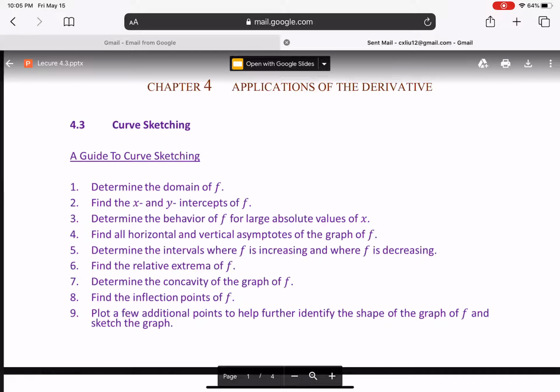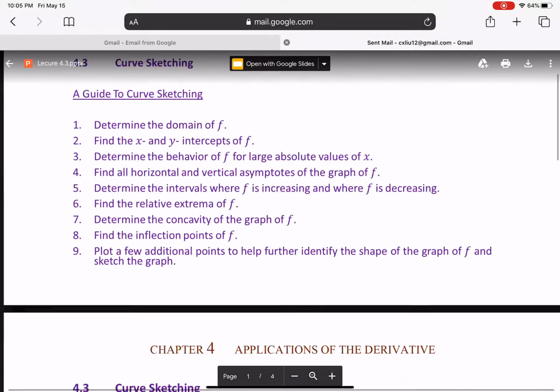Step 5, determine the intervals where f is increasing and where f is decreasing. That's the first derivative. Step 6, find the relative extrema of f. We can use either the first derivative test or the second derivative test. Step 7, determine the concavity of the graph of f. That's the second derivative. Step 8, find the inflection points of f. That's also the second derivative. Step 9, plot a few additional points to help further identify the shape of the graph of f in the sketch.